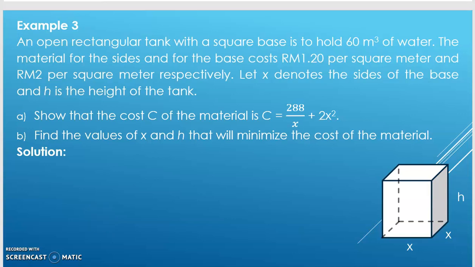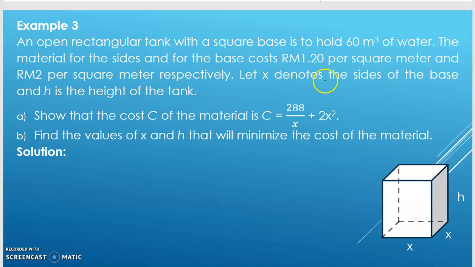Now we look at the last example, example 3. An open rectangular tank with a square base is to hold 16 meter cube of water. The material for the side and for the base costs Rm 1.2, 1 ringgit and 20 cent per square meter, and Rm 2 ringgit per square meter respectively. So for the side, the cost is 1 ringgit and 20 cent, whereas the base is 2 ringgit.